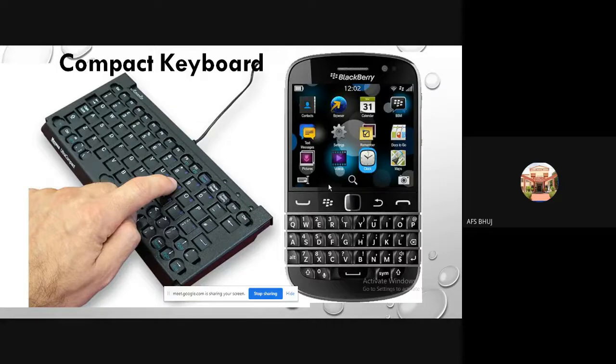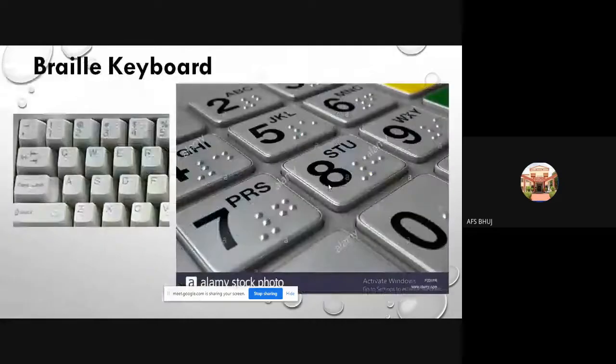Next one is the Braille keyboard. As the name itself says, it is the keyboard used by Braille people. On the keyboards we can see on the screen, some dots are there to identify the letters and numbers. By touching the dots given on the keys, they can identify the keys and use the keyboard.